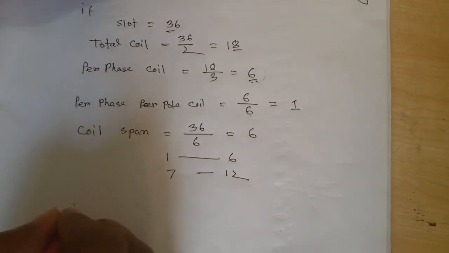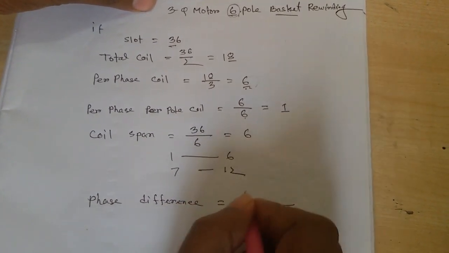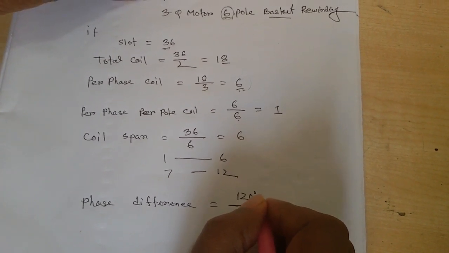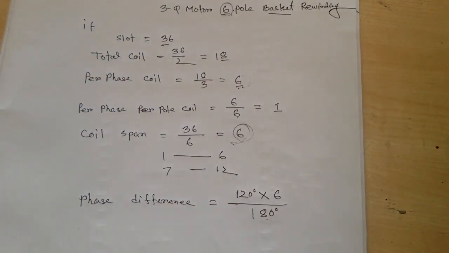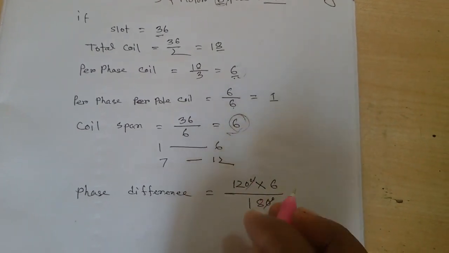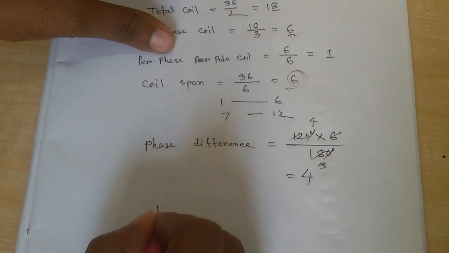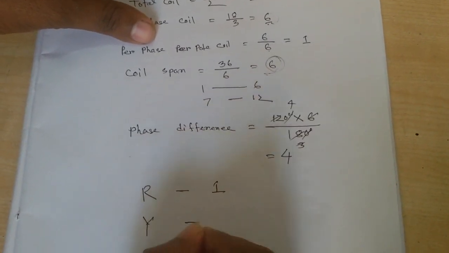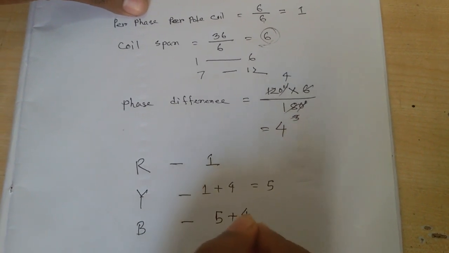This process phase difference, phase difference here 120 electrical degree by 3 phase motor into here is coil span 6 and 183 degree, which is per coil degree. Now calculate, here is 4. So 3 phase have 3 line R, Y and B. This R coil is start if 1, Y coil is 1 plus 4, that means 5, and B coil is 5 plus 4, that means 9.